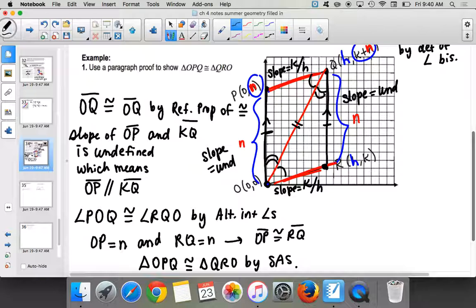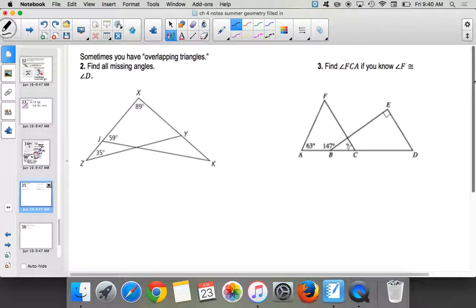Does that make sense? No worries, you don't have one like that on your quiz. It's pretty tricky. All right. You can have things with numbers, but it's hard when it's like that. All right, so let's move on to the overlapping triangles. So sometimes you have overlapping triangles. So let's find all the missing angles. So this little angle D, this should be over here, angle D.